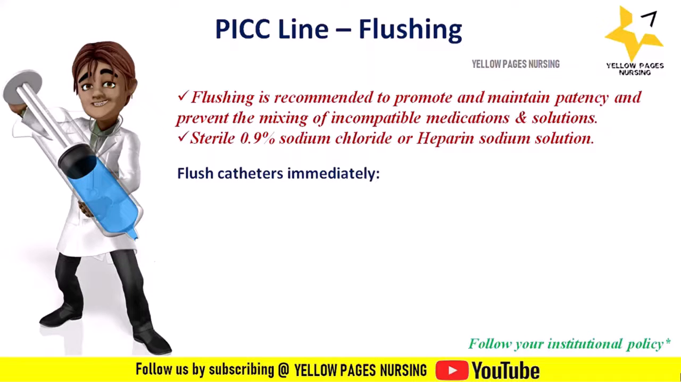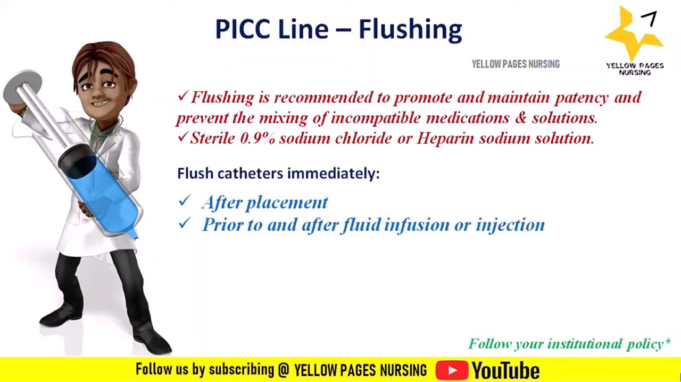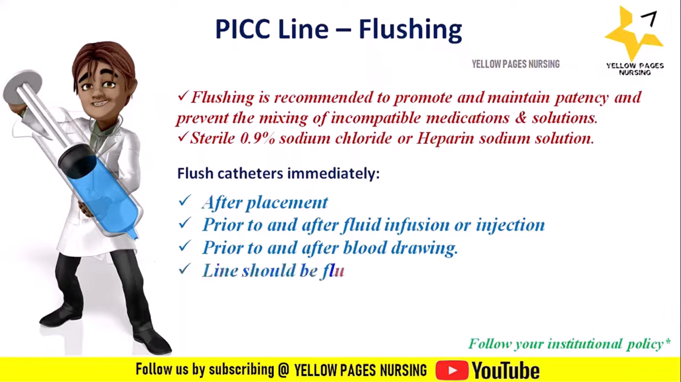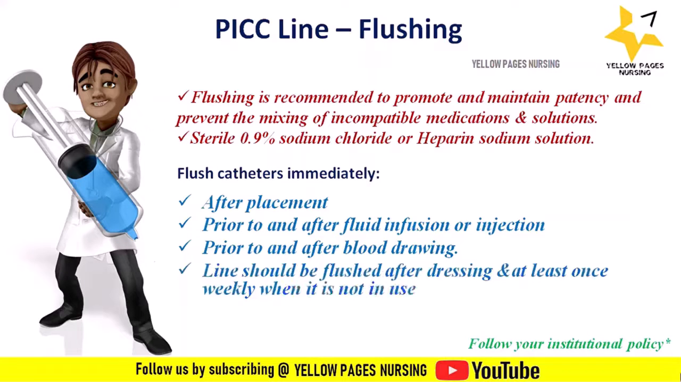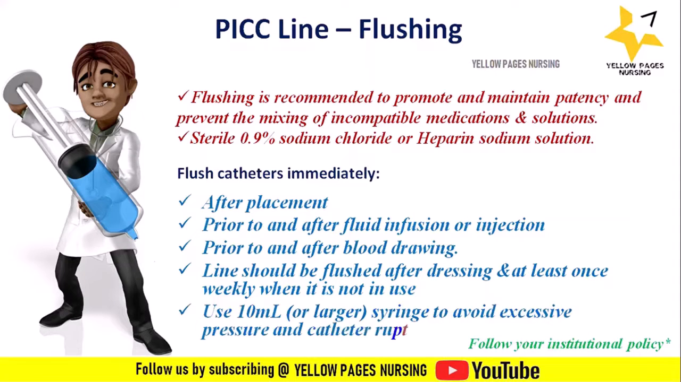Flush catheters immediately after placement, prior to and after fluid infusions or injections, and prior to and after blood drawing. The line should be flushed after dressing and at least once weekly when it is not in use. Always use a 10 ml syringe for flushing in order to avoid excessive pressure and catheter ruptures.